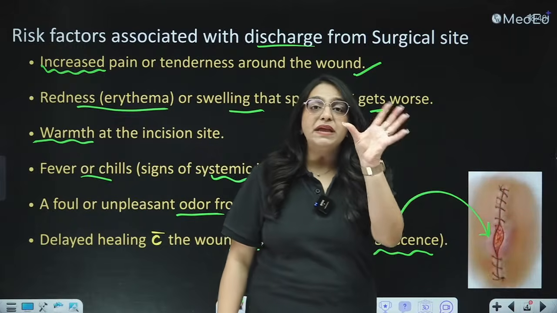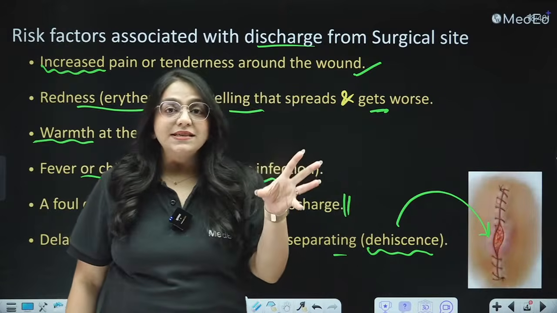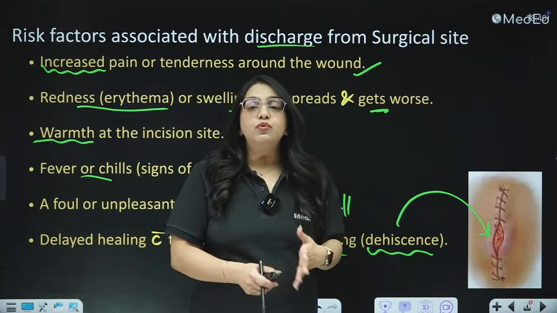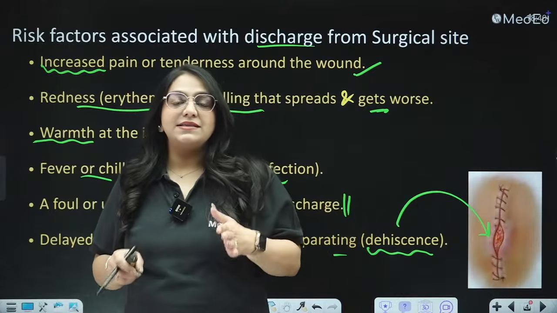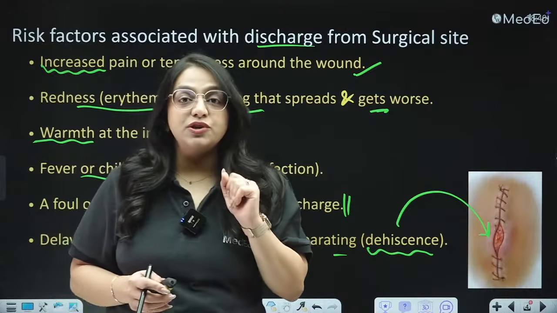It's called a gaping wound. Gaping means it's opened up. So gaping wound or dehiscence, a non-closure, non-healing wound, is the biggest sign that is telling you that some kind of surgical site infection has happened in this patient, right?